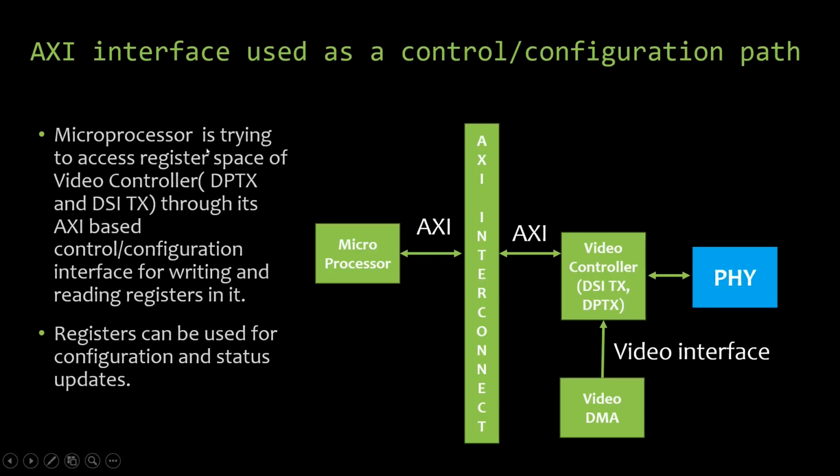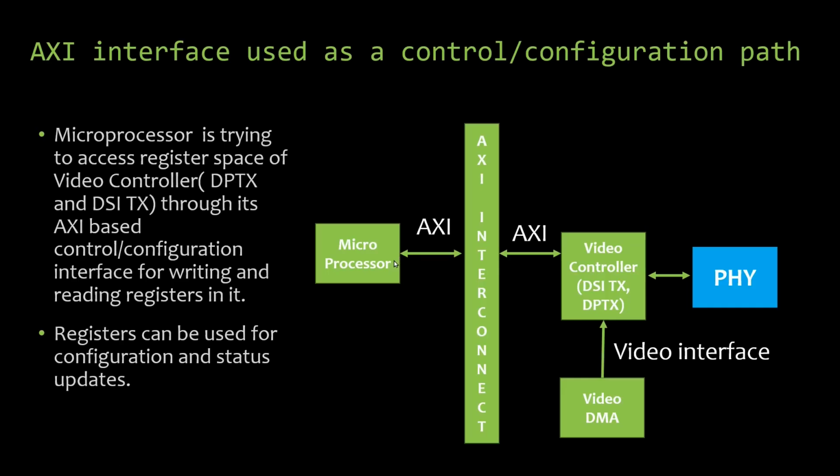So our microprocessor is trying to access the register space of the video controller, DPTX and DSITX, through its AXI based control configuration interface for writing and reading registers in it. So with the help of this AXI path, the microprocessor will be able to write and read the configuration registers. Similarly, it can access the status registers for reading purposes. And if there is any memory inside this video controller, configuration memory, it can also be accessed by the microprocessor.